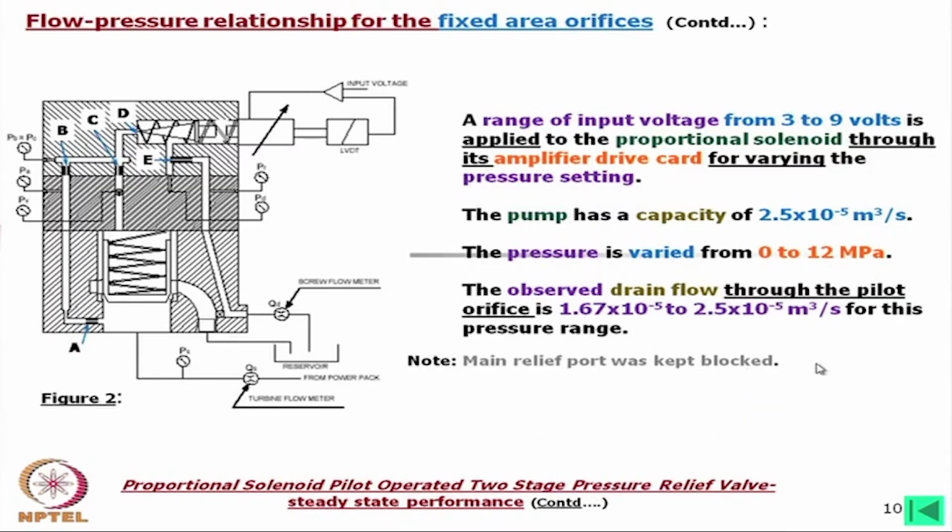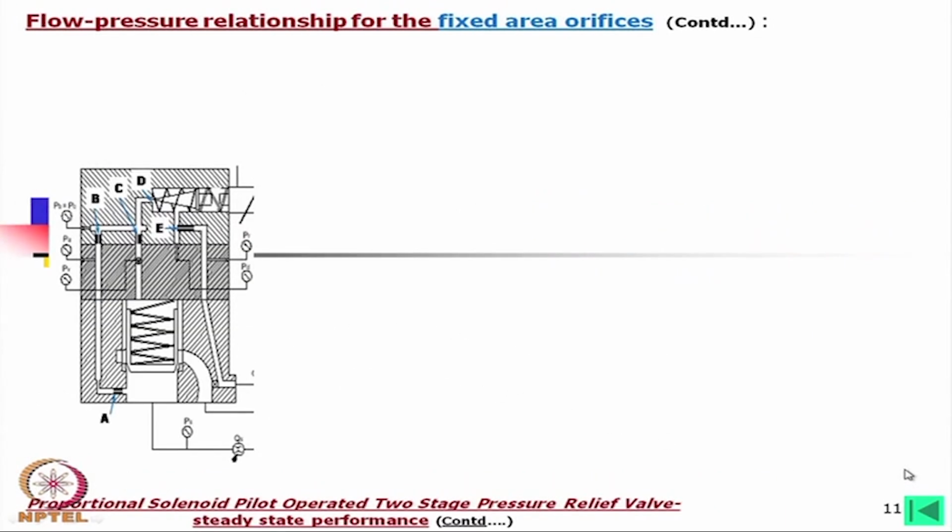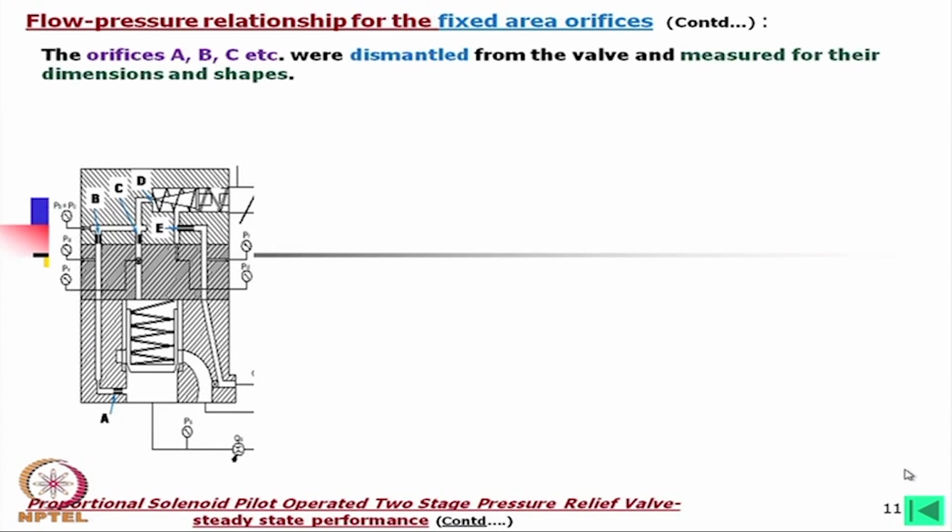The main relief port was kept blocked. If you look into this, this was kept blocked, so that all the flow goes through this. Now, keep in mind that if we keep this blocked, then this will not function. So, this flow will come, it will try to open, but this will not function. So, all the oil will go through this, and our purpose of finding the CD will be achieved.